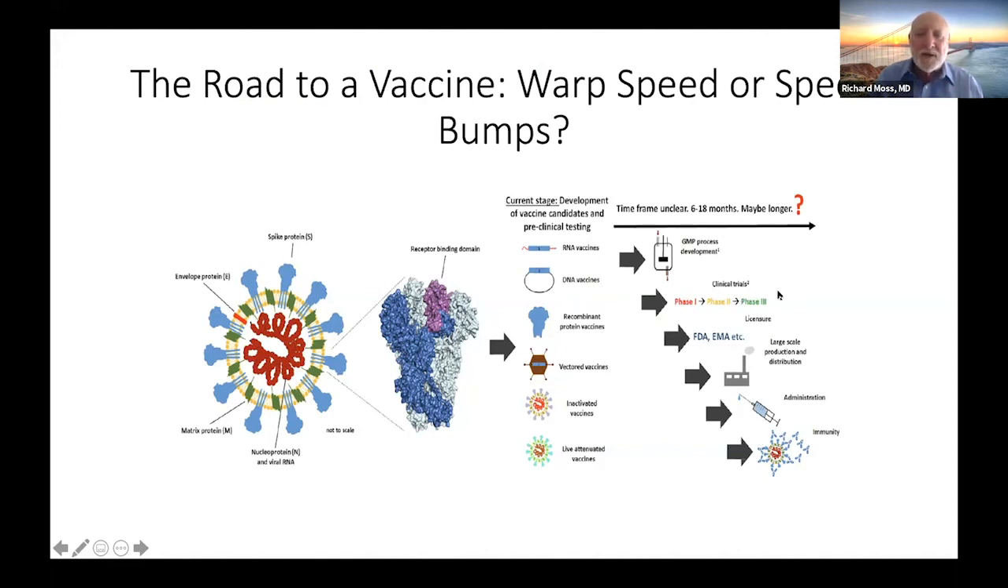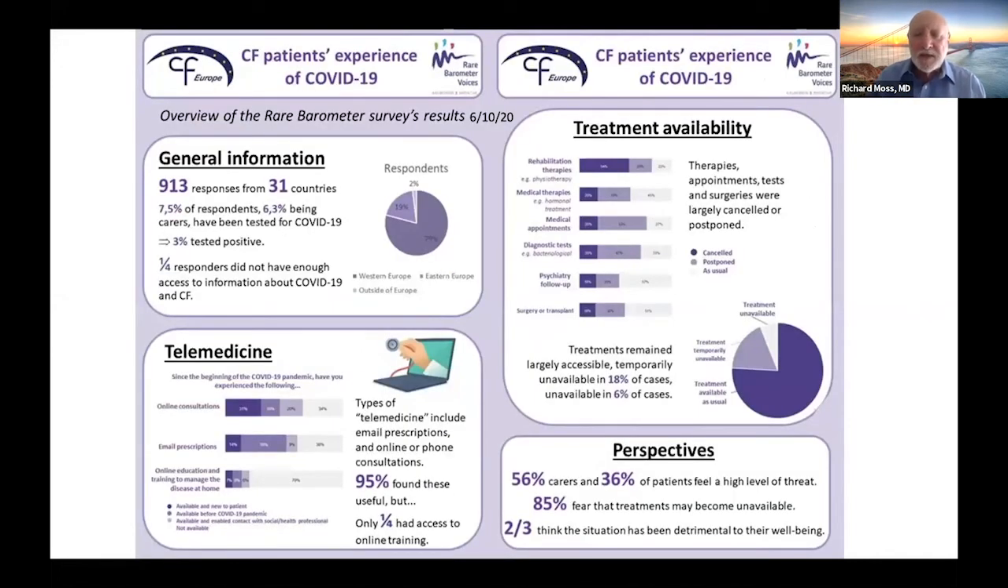We now have phase 3 trials of at least 3 or 4 different vaccines in different countries, including at least 2 in the United States. And then there's this whole area of how you are going to scale up to produce hundreds of millions or even billions of doses. Let's finish by just discussing for a few minutes CF.